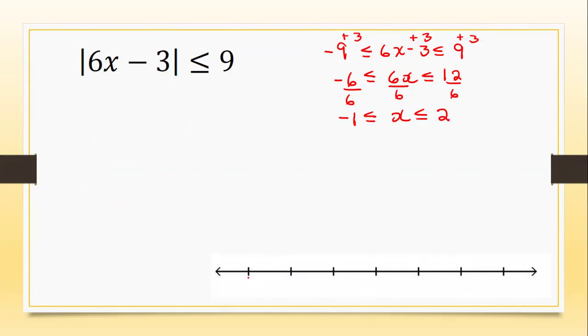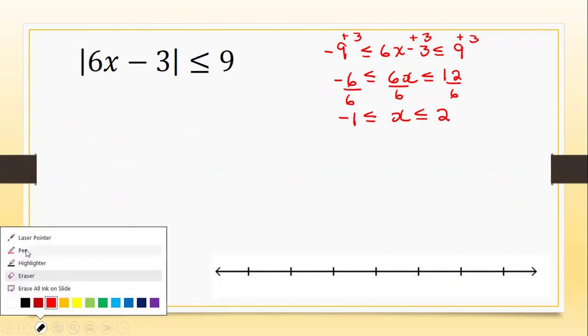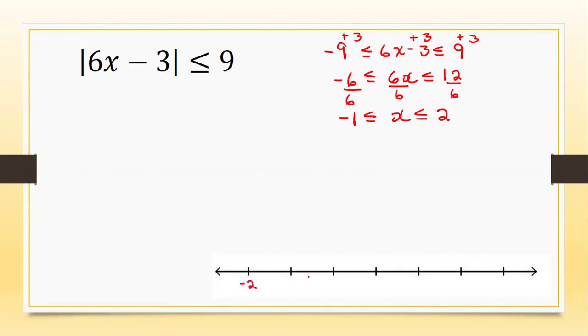So we want to now represent on the number line, we have 0, we have -2, -1, 0, 1, 2, 3. Going to -1. Again, we're going to shade in. Go to +2, shade in, and remove from one circle to the other.